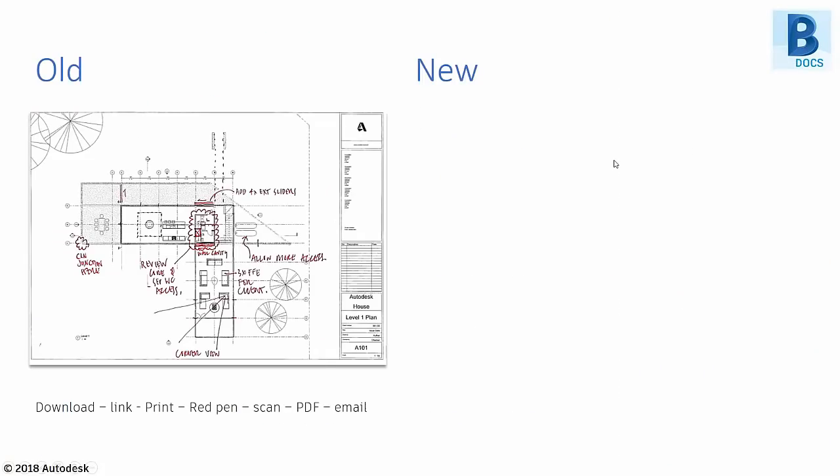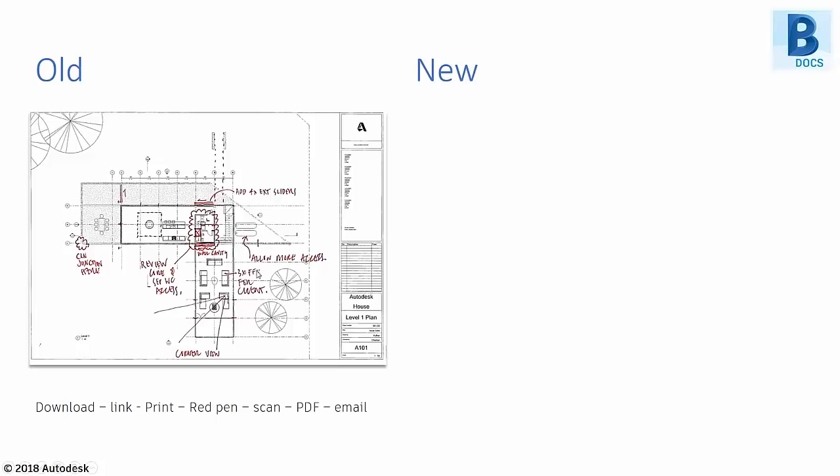We're trying to move away from the old way of doing things where we would download a file from an FTP site or a Dropbox. We would archive a copy. We would link or overwrite the existing file that we've got linked into our Revit environment. We would then print it out. We would then red pen it, review it. Then we'd scan it, PDF it, and then email it and CC it out to certain people and then maybe upload it to another FTP site or Dropbox.